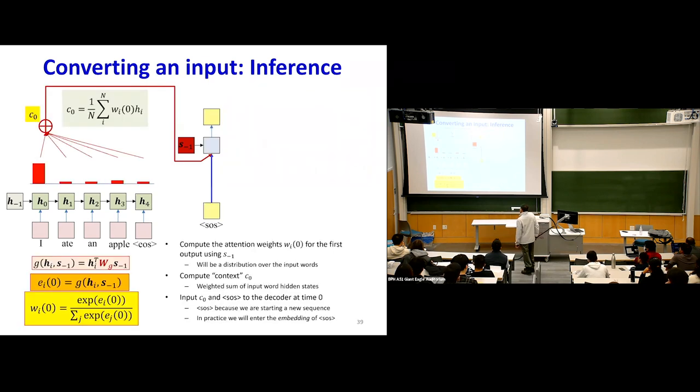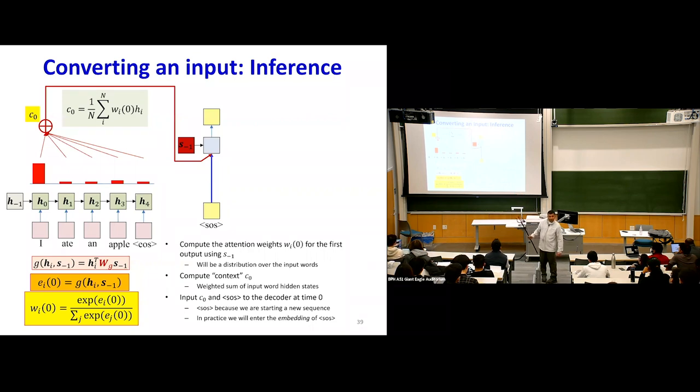Once you have that, this is going to be your initial hidden state. Then you can use this s_{-1} with all of these hidden states to compute the raw weights at each time. Using those raw weights, you pass them through a softmax and compute the actual weights at each time. Then you use those actual weights to combine the hidden representations on the encoder side. You get the context vector at the zeroth time.